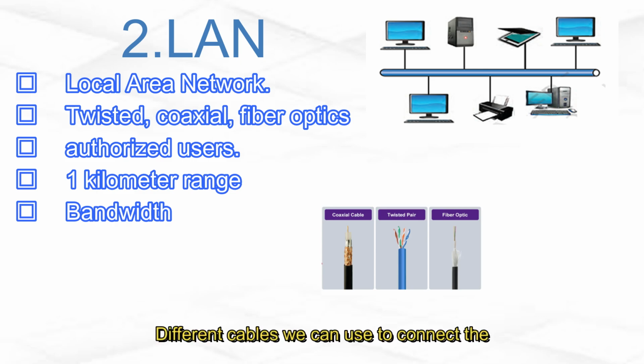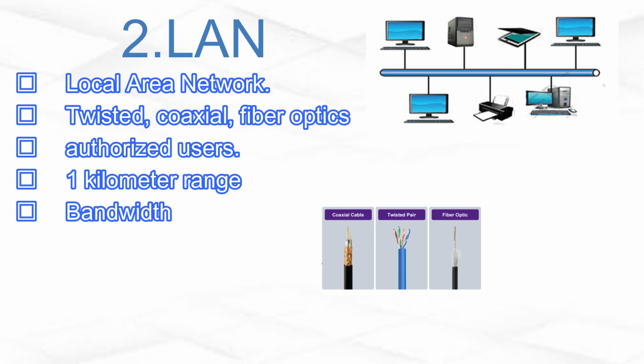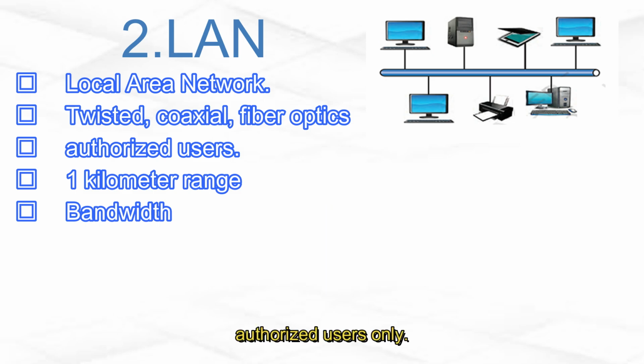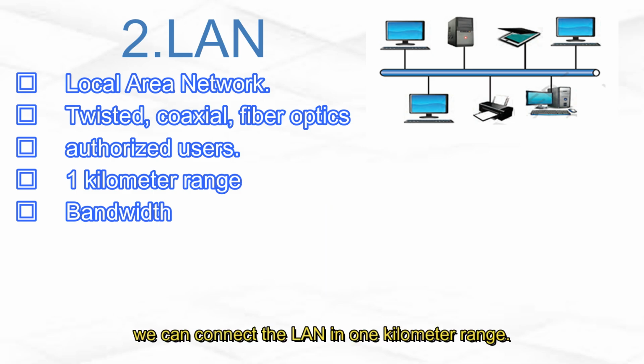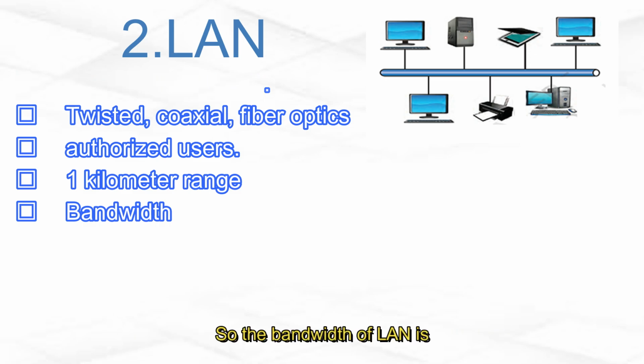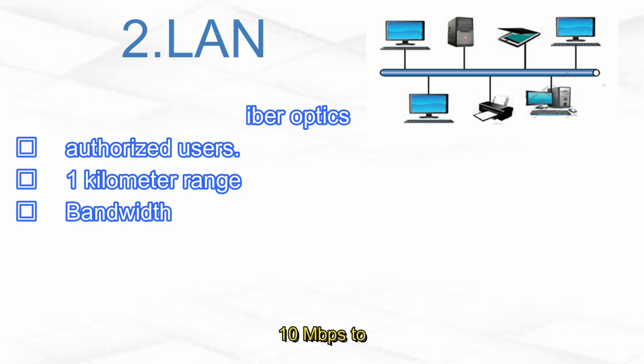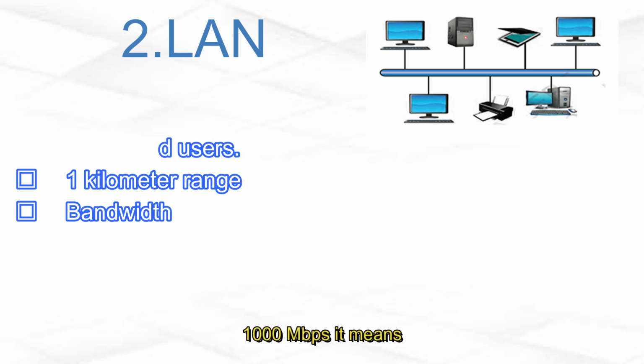Different cables we can use to connect the LAN. In LAN, the data is shared among the authorized users. It means the data will be transferred in between authorized users only, and we can connect the LAN in a 1 kilometer range. So the bandwidth of LAN is 10 Mbps to 1000 Mbps.